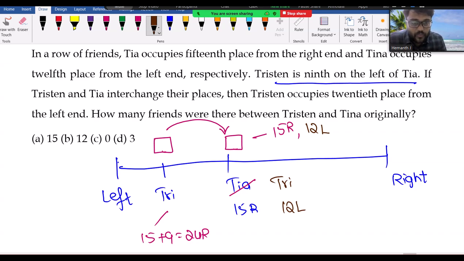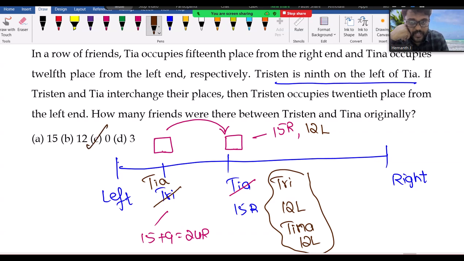Okay, fine. Now, what is the question they given? How many friends are there between Tristan and Tina? Tina occupies 12th place from the left hand. Tristan and Tia interchange their places, so Tristan came here, now Tia is at this place. Tina is already occupying 12th place from the left hand, and this seat also 12th from left hand. Names are a bit confusing. As both are taking the same seat, there are 0 people in between. How many friends are there between Tristan and Tina is 0 here.